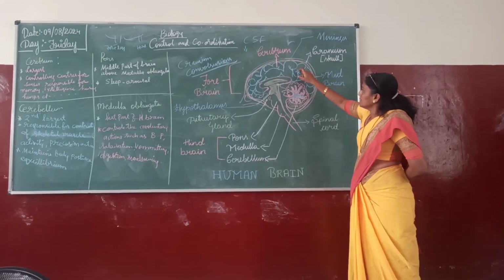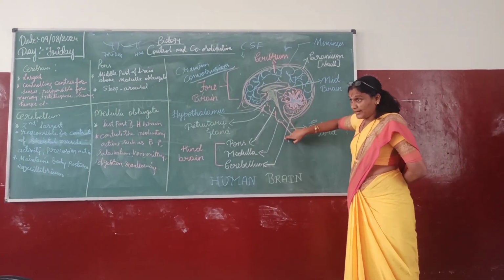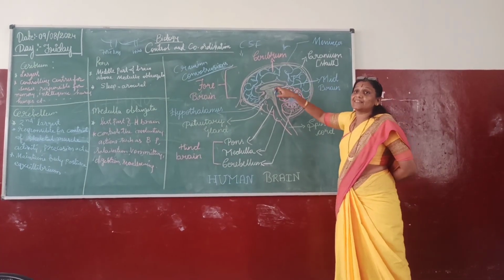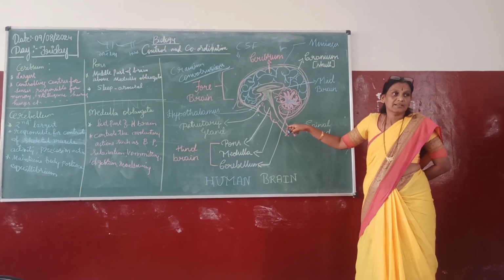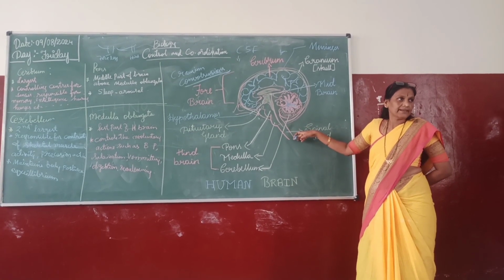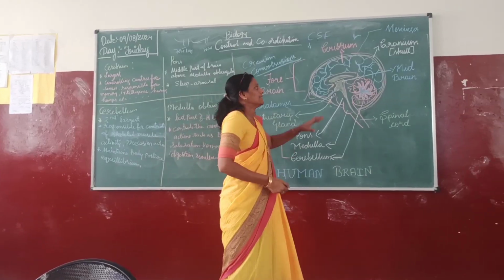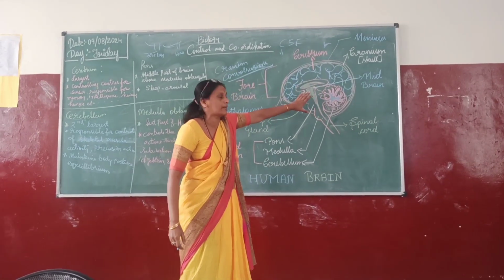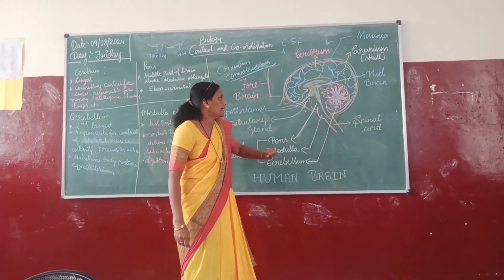As you all know, this is the forebrain and this is the hindbrain, and this midbrain acts as a relay station between the forebrain and the hindbrain. It acts as a relay station for some messages.